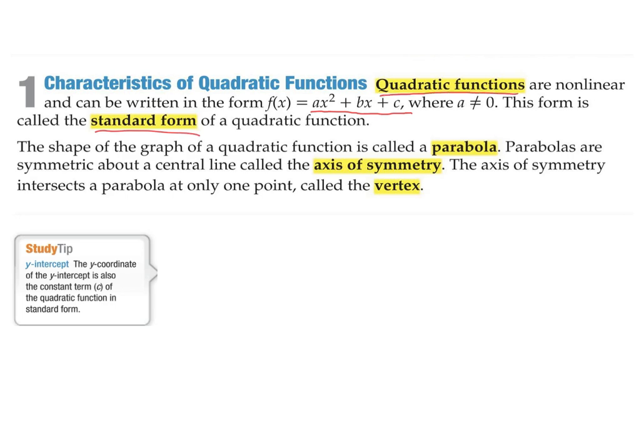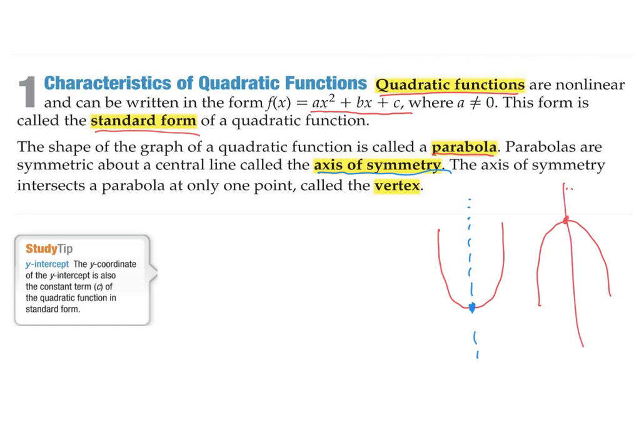When we graph this type of equation, we end up with an image called a parabola, and it'll look like something like a U or an upside down U. And this one specifically has something called an axis of symmetry, which just basically means it's being cut down through the middle at a specific point. And at the very tippy point, the axis of symmetry actually intersects the parabola at only one point called the vertex, and it could be at the very bottom of the graph or it could be at the very top of the graph.